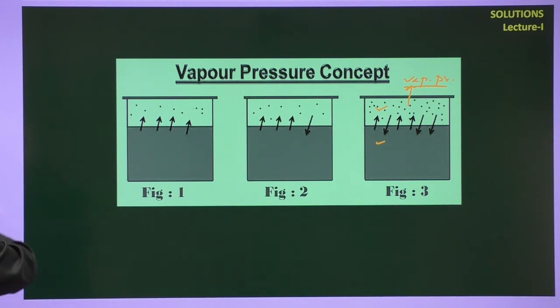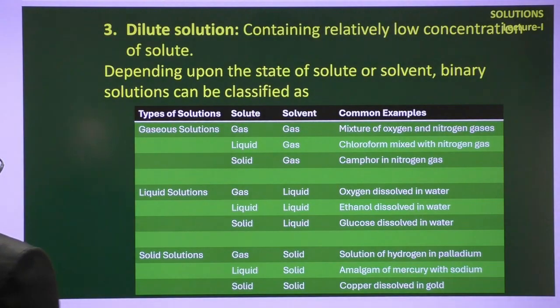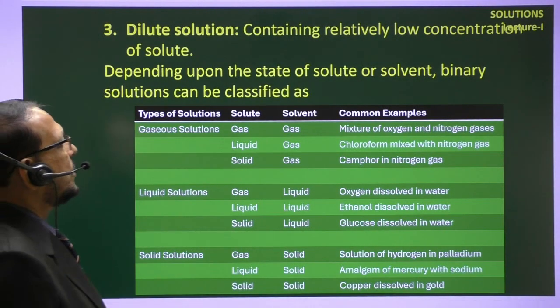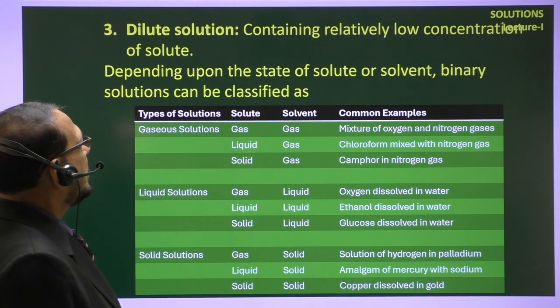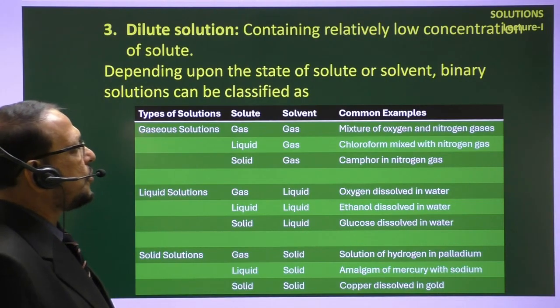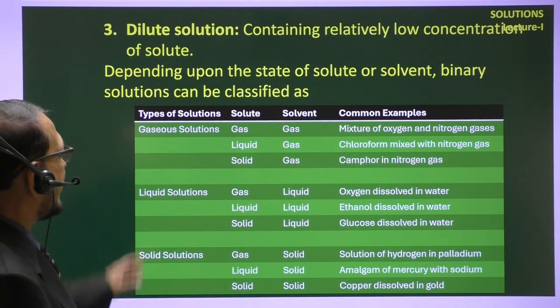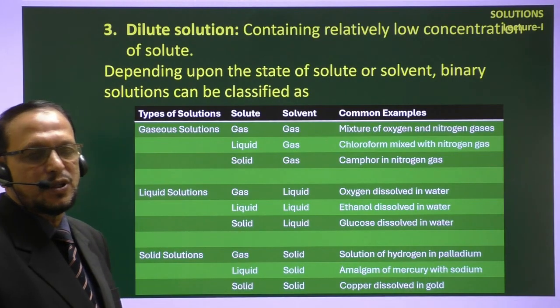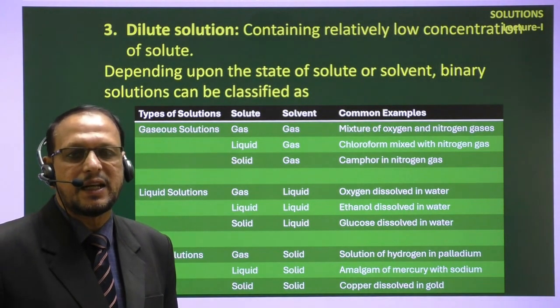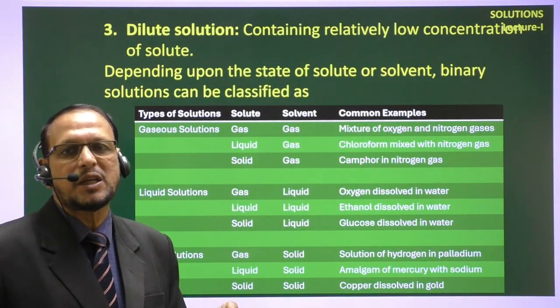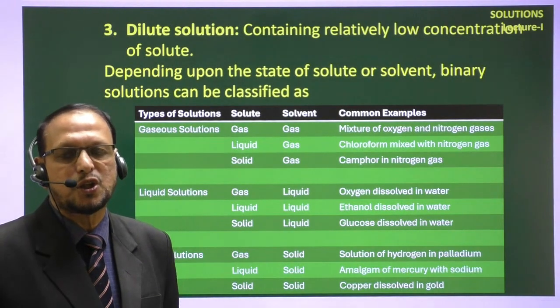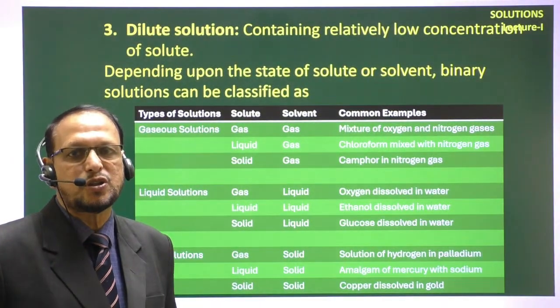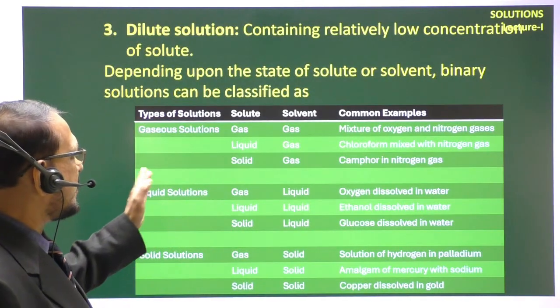Now these terms: a dilute solution means one containing relatively low concentration of solute. Depending on the state of solute and solvent, binary solutions can be classified. We say different solutions are there. We have learned this in lower classes 8 and 9. Here we are just giving some examples of gas solutions, liquid solutions, and solid solutions. Alloy is an example of a solid solution. I am giving different types of solution shortly here.